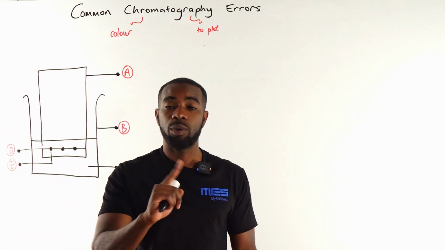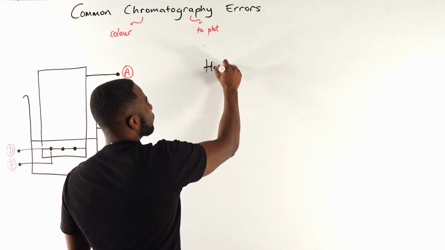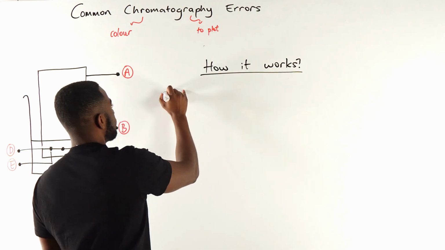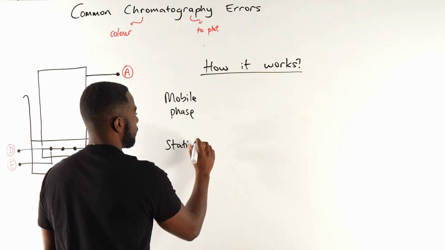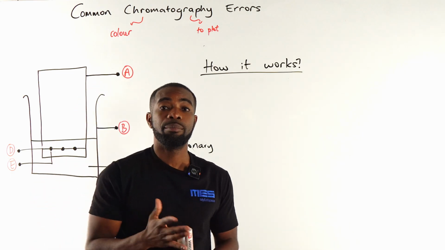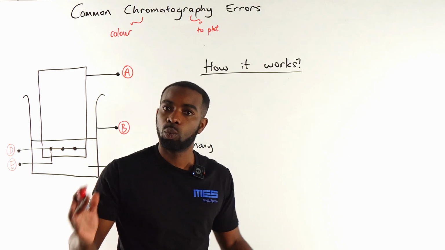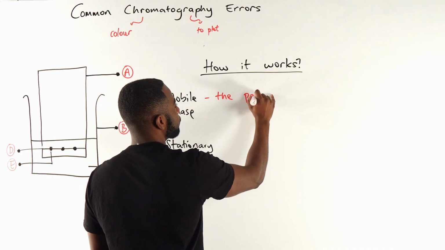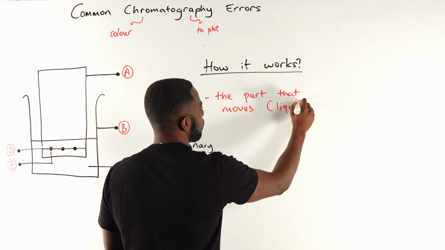And I'm going to start by explaining how it works so we can understand how we can make some mistakes and how to spot those mistakes if we do make them. So how does it work? First thing is you need to understand there are two phases. You have the mobile phase and the stationary phase. So the mobile phase is going to be the part that moves. Mobile just means to be able to move. So in this case, it is always the solvent, but the solvent is usually water, or you can have other liquids as well. So the mobile phase is the part that moves, and that will be the liquid solvent that we use.